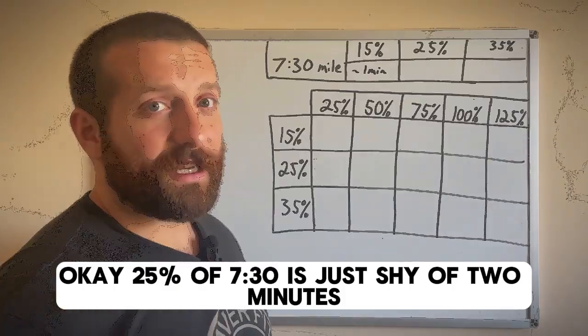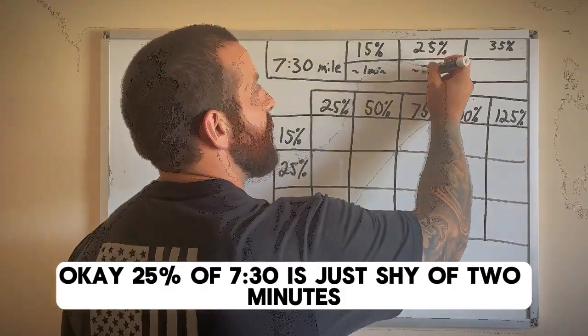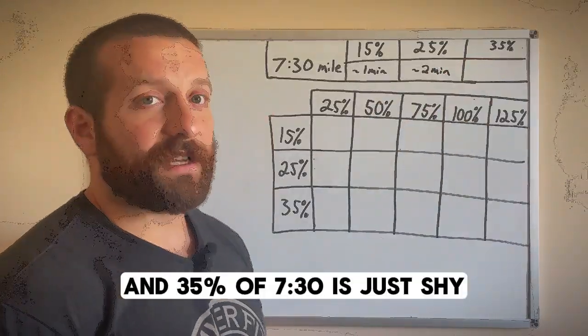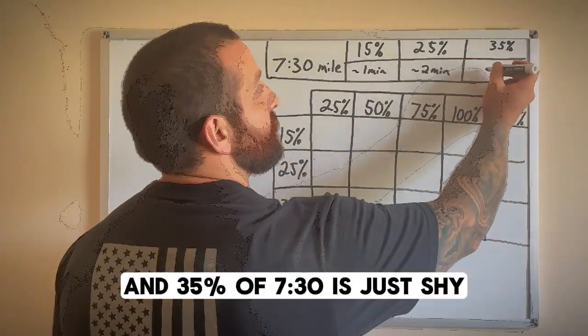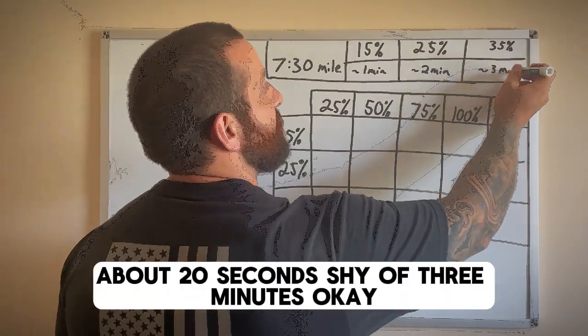Okay, 25% of 7:30 is just shy of 2 minutes. And 35% of 7:30 is just shy, about 20 seconds shy of 3 minutes.